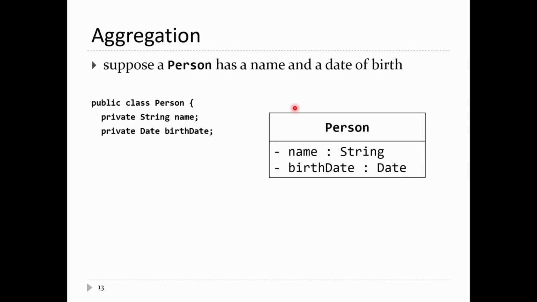If you were to draw the UML class diagram showing the name of the class and the fields, it would look something like the thing on the right. Box, Person, minus name, minus birthDate, colon String, colon Date. So every person has a name that is a string. Every person has a birth date that is a Date object. The minus sign indicates the fields are private.